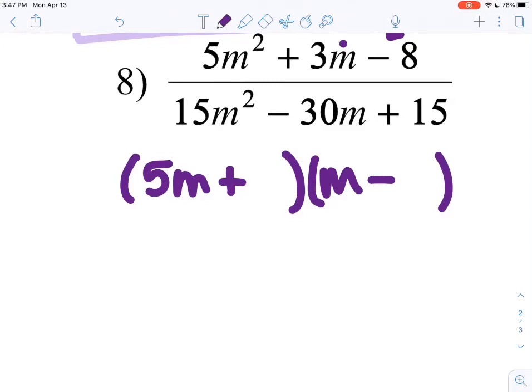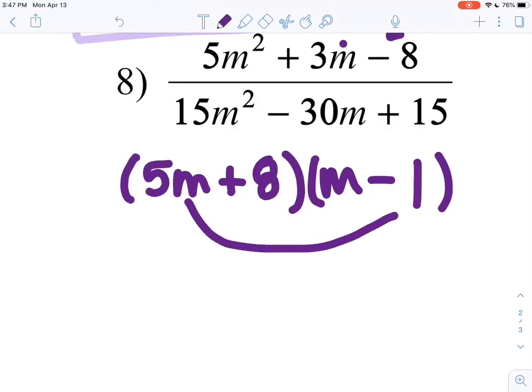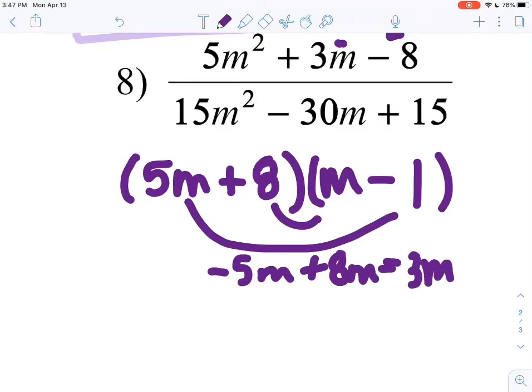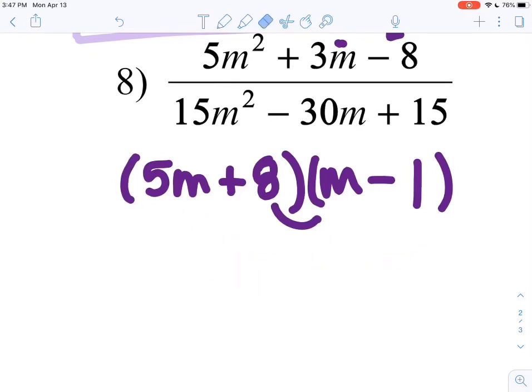So let's see, 4 and 2, that wouldn't work. 8 and 1, looks like that would work. Remember, you guess where the factors go, and then you check by multiplying your outsides and your insides and adding them together to see if it gets you your middle term right here. I get 3m, so it matches my middle term, which means I factored it correctly. So I'm going to erase this, and then I'm going to move on to the denominator.